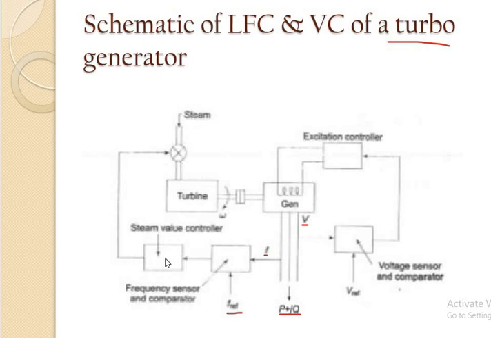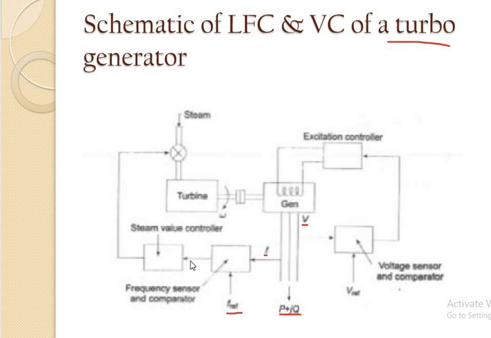For increasing the frequency, you will have a steam valve controller over here. Now how can we increase the frequency? Frequency can be increased if the speed of rotation of the turbine is increased. How can the speed of rotation of the turbine be increased? If we provide more steam to this turbine, the speed of the turbine will increase. That means this valve is to be opened so that more steam will enter. This valve is opened by the steam valve controller.